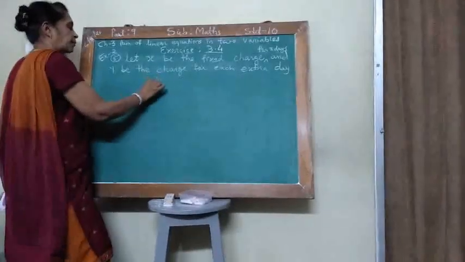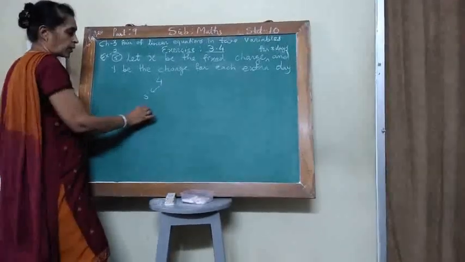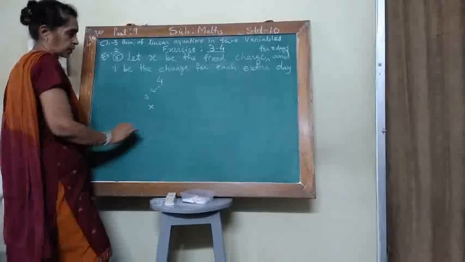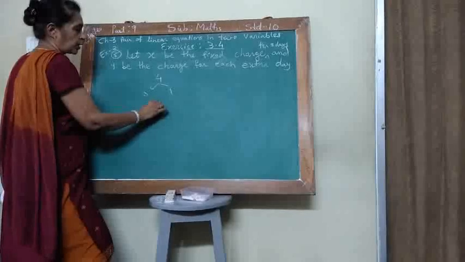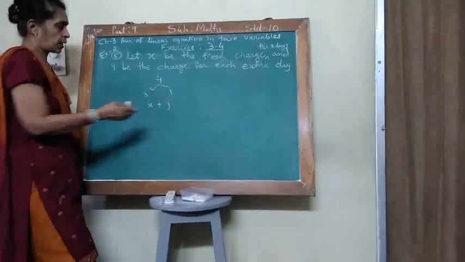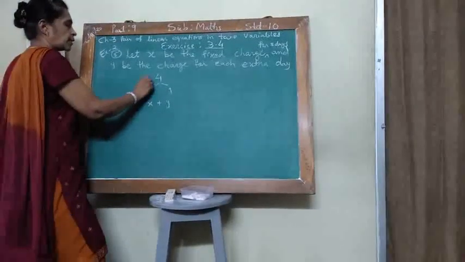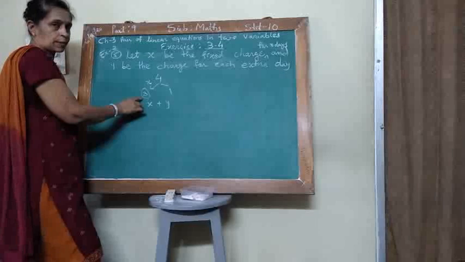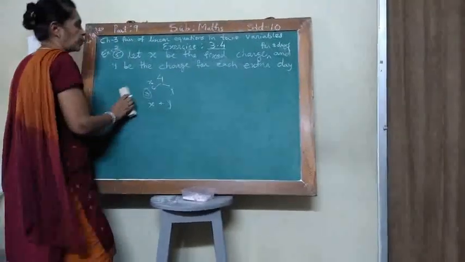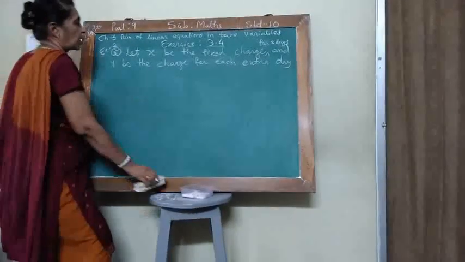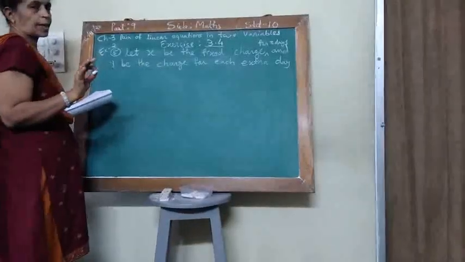Suppose someone keeps the book for 4 days, then for 3 days he or she has to pay x rupees fixed, and now one extra day remains, 3 plus 1 is 4. So for 1 extra day he has to pay y rupees. Clear? So for 3 days x rupees is the fixed charge, and after that you have to pay y rupees for each extra day.